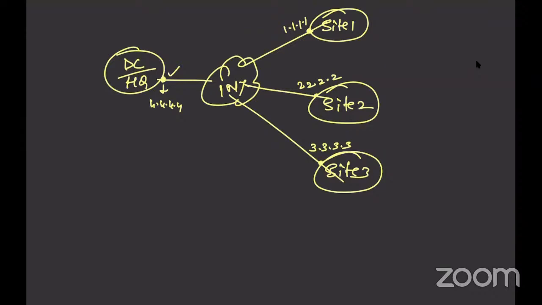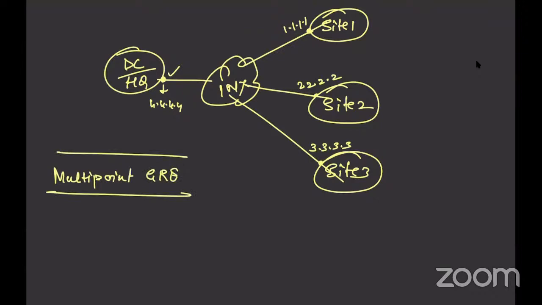When you create the DMVPN, you create the tunnel. Ultimately, at the end of the day, you need to create a GRE tunnel, which is going to be your multipoint GRE. When you create a multipoint GRE, it doesn't have the destination address. You only specify whatever is the source. So how does it get the destination address?